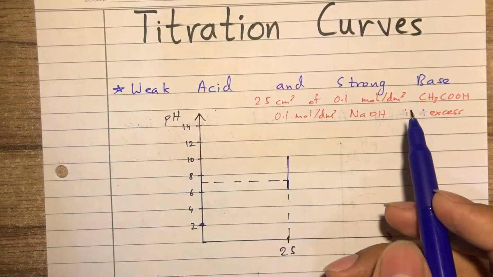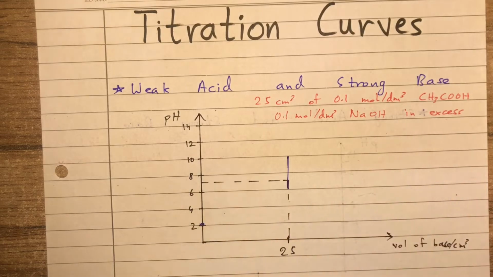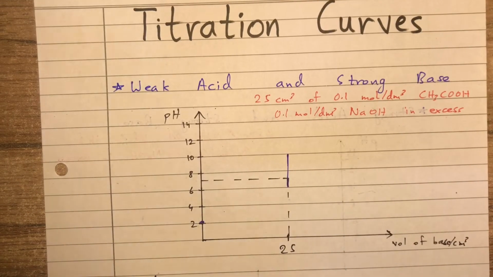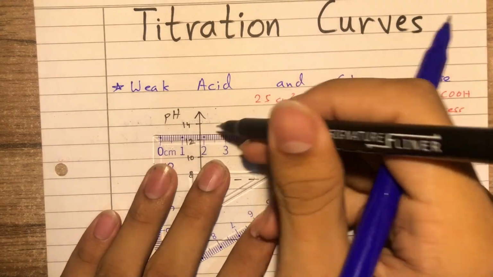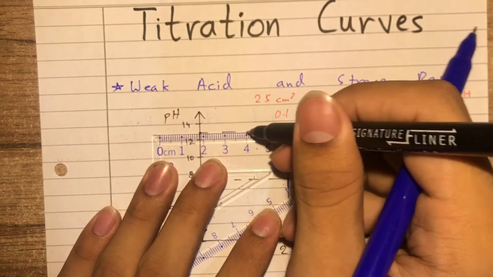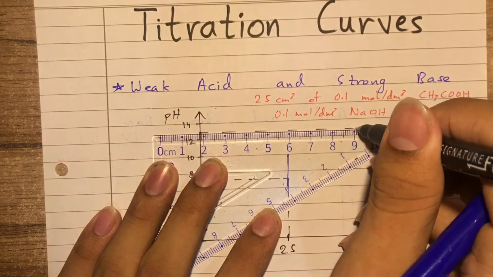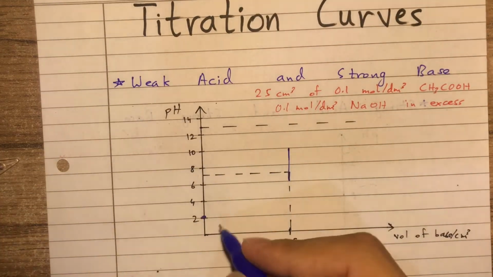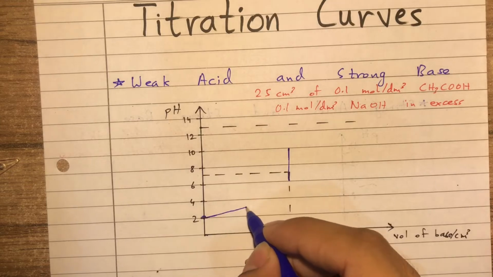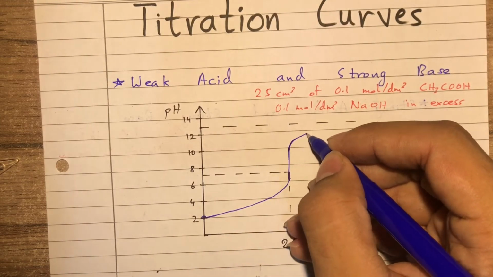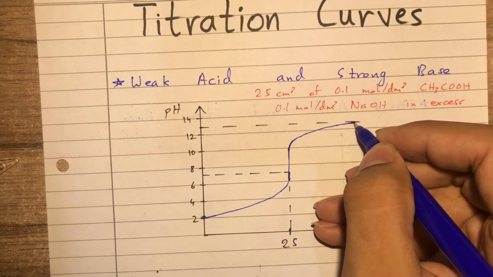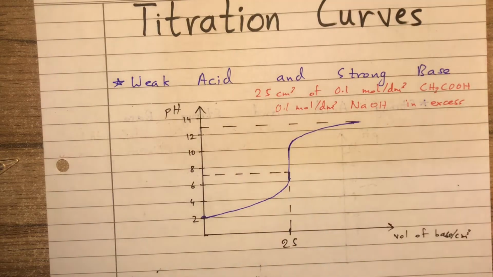Then there is a strong base, right? A strong base has a pH of 13 or 14. So we'll end our graph at pH 13, let's say. So the graph starts at 2, it hits the vertical portion, and then from the top of the vertical portion it goes till pH 13. So this was the graph for a weak acid and a strong base.